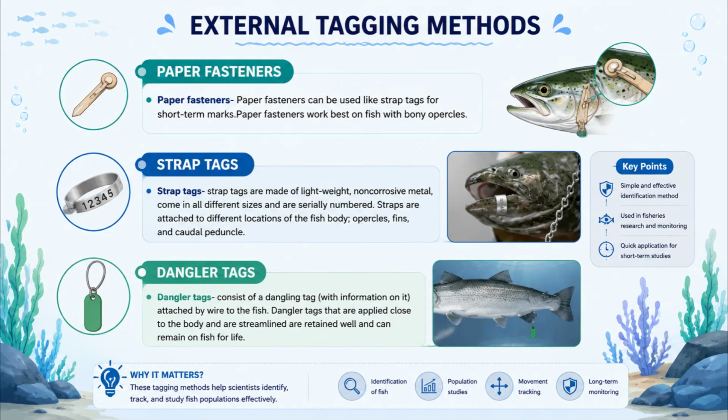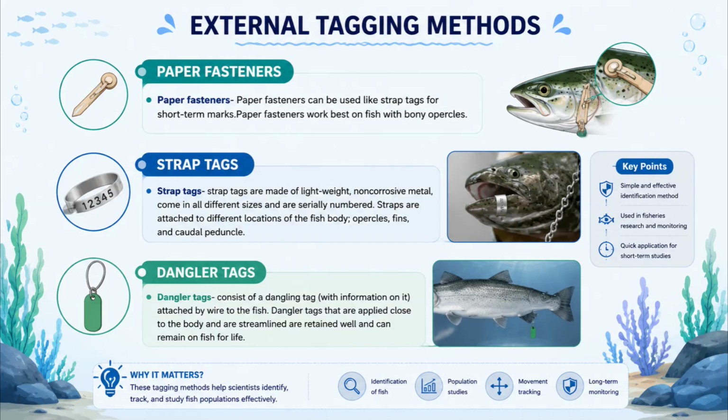The second method is strap tags. Strap tags are made of lightweight, non-corrosive metal, and are available in different sizes. Each tag is usually serially numbered for easy identification. These tags can be attached to different parts of the fish body such as the opercles, fins, or caudal peduncle. Strap tags are durable and commonly used in fisheries monitoring, migration tracking, and population studies.